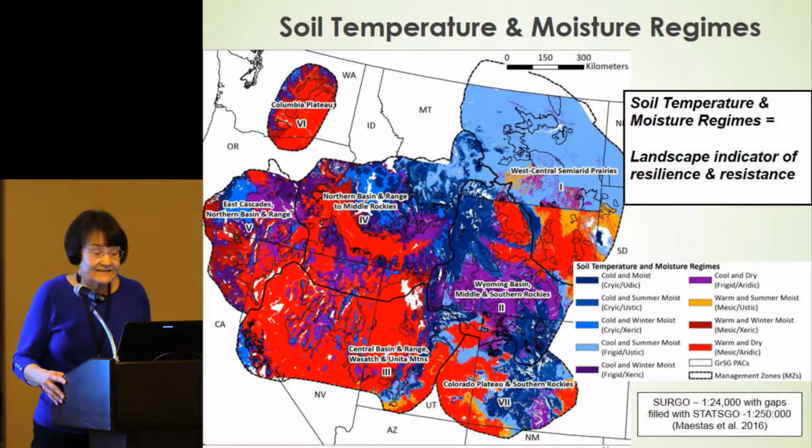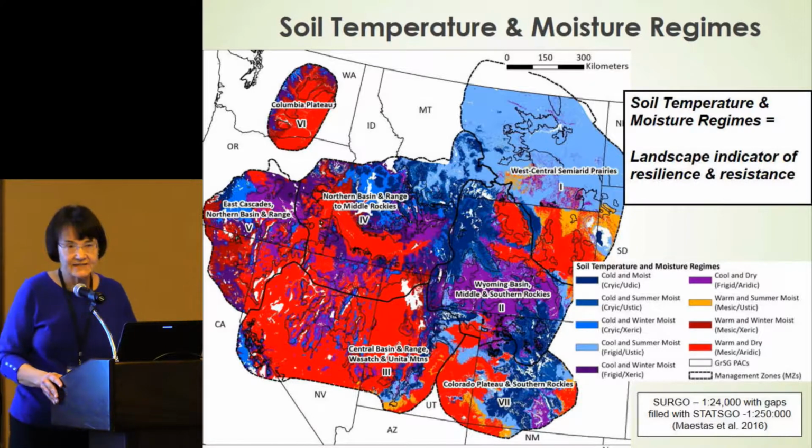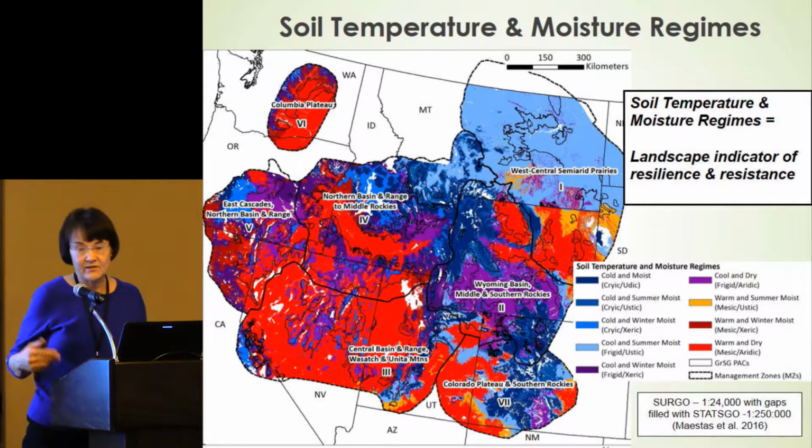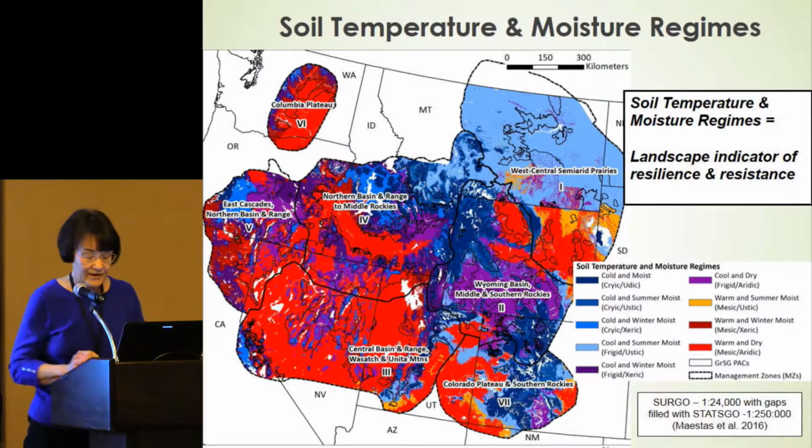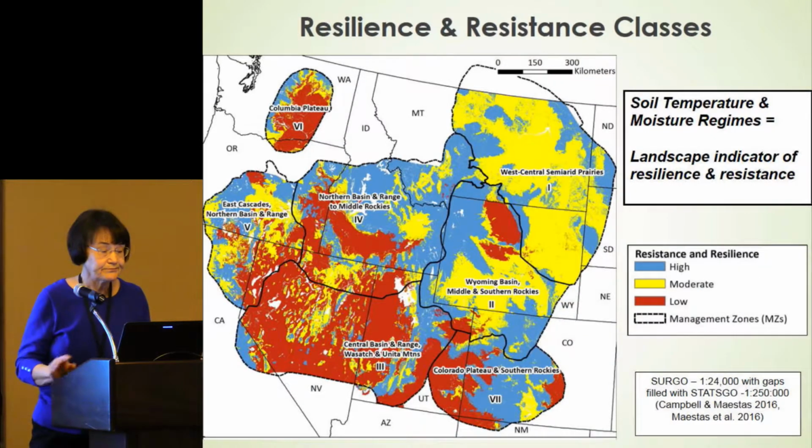The low resistance and resilience areas, those red areas, essentially are where we're seeing increases in cheatgrass. They're also areas where we're having the most problems in terms of restoration. The high resilience and resistance areas, those blue areas, are the areas where we would expect recovery of systems following disturbance given appropriate management. And we're going to hear a lot more about how to step these soil temperature and moisture regimes down and apply them from Jeremy Maestas in one of our next presentations.